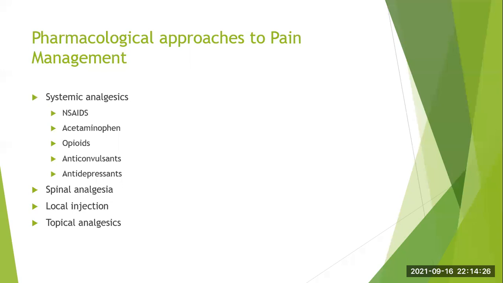Spinal analgesia can be used, so it's like a spinal cord injection, local injection, like a cortisone shot. I was dealing with plantar fasciitis last year, and I had a cortisone shot in the bottom of my foot. Super painful, but it did help. And topical analgesics, like my favorite, Icy Hot, works really well, or BioFreeze, all those topical analgesics, or things like lidocaine. That's another topical analgesic.